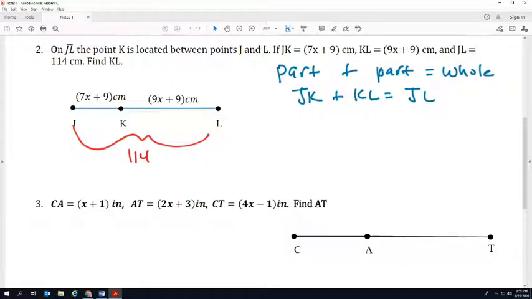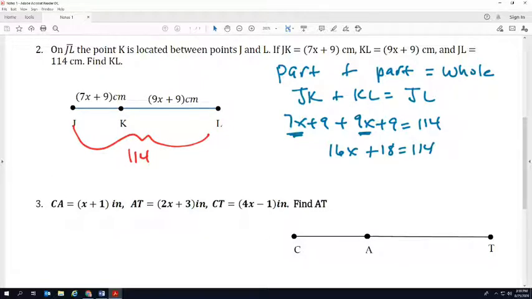Now I'm just going to plug in what I know. I know JK is 7x plus 9. I know KL is 9x plus 9, and I know JL is 114. Now I can solve that equation. Remember, if you have x's on the same side, you're just going to combine like terms. So I can combine that 7x and 9x to be 16x. I can combine 9 and 9 to be 18.